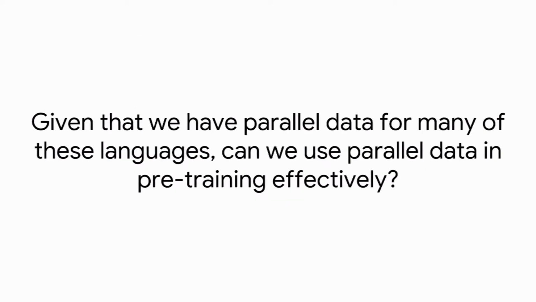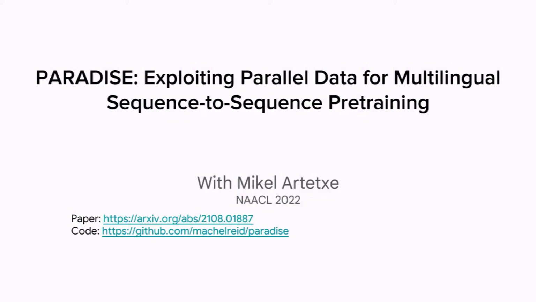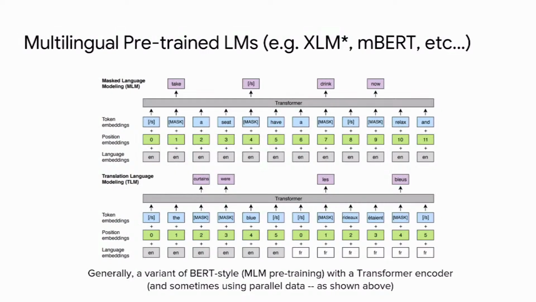So given that we have parallel data, so we have a lot of this machine translation data in these languages, can we use parallel data in pre-training more effectively? So this was work done with Miguel called Paradise, and this was how we looked at, can we augment the existing BART objective but add parallel data in there and see how it affects cross-lingual transfer performance.